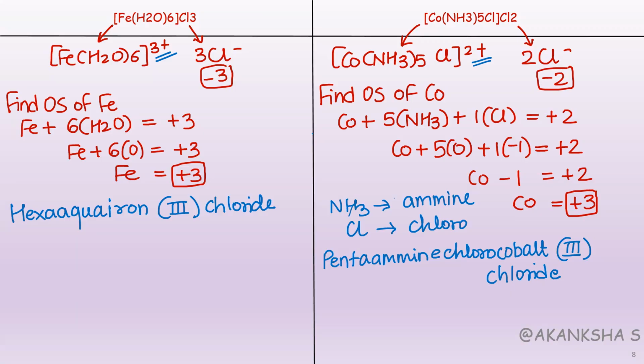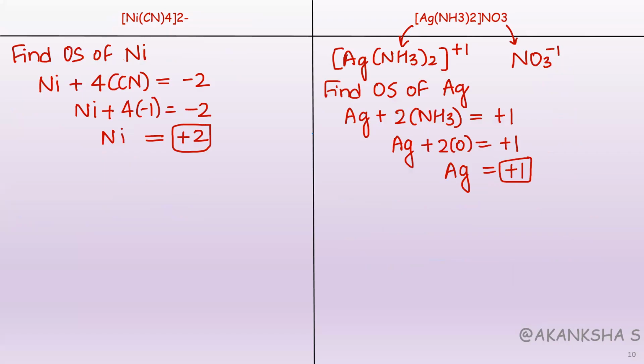Let's check the next one. Okay, Ni(CN)4 2 minus. So 4 ligands meaning tetra. CN, by now it should be clear, it's cyano. Now, 2 minus, negatively charged complex. Metal turns metallate, nickel turns nickelate. Nickelate 2. You can put it as iron, no problem.